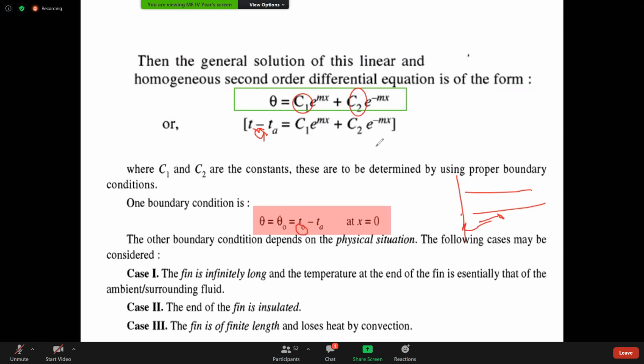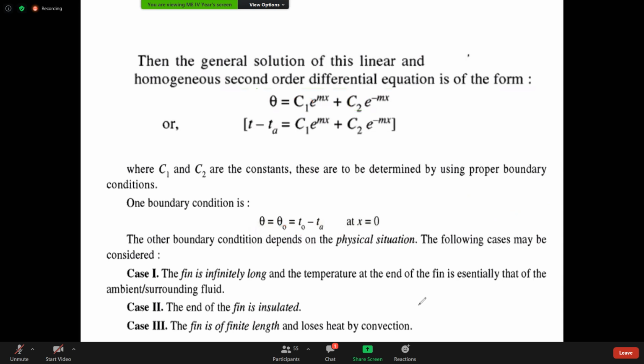Let us assume theta x. At x is equal to 0, I put 0. This becomes T naught. Or sometimes instead of T naught, we can put T b, because it is the base temperature, the fin base temperature. At x is equal to 0, theta is equal to theta naught. This boundary condition is common to all three cases, right? Now we have to derive the temperature profile equation.